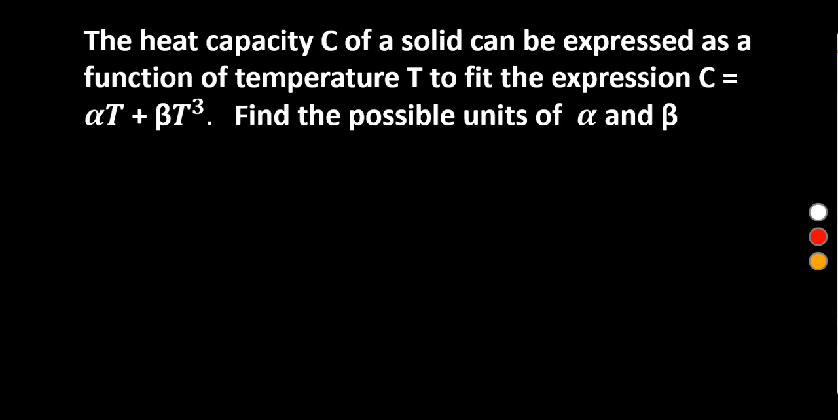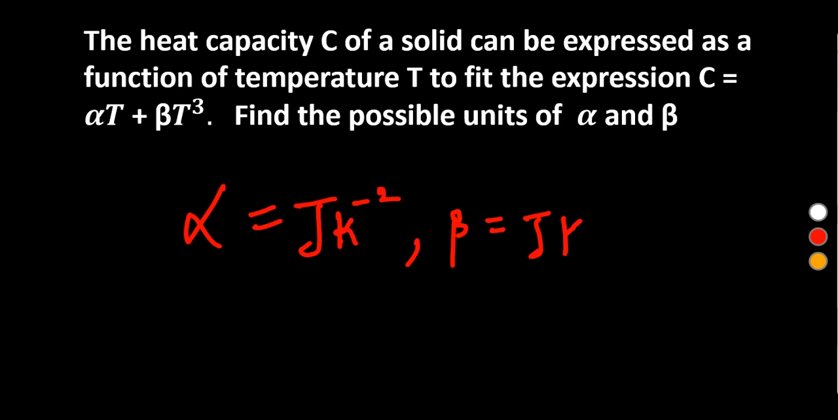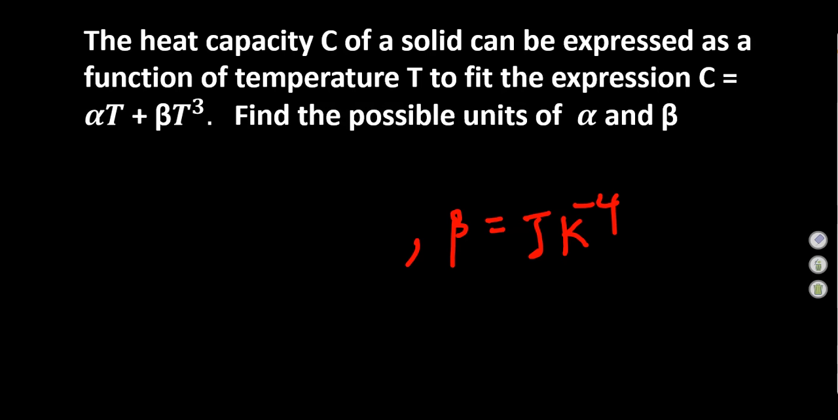So we shall see in this problem that for alpha, the unit is joule Kelvin to the power of -2. For beta, we'll see that it will be joule Kelvin to the power of -4. So this is what we shall see in this video. Alright, if you would need to know why this is possible, you stay tuned.